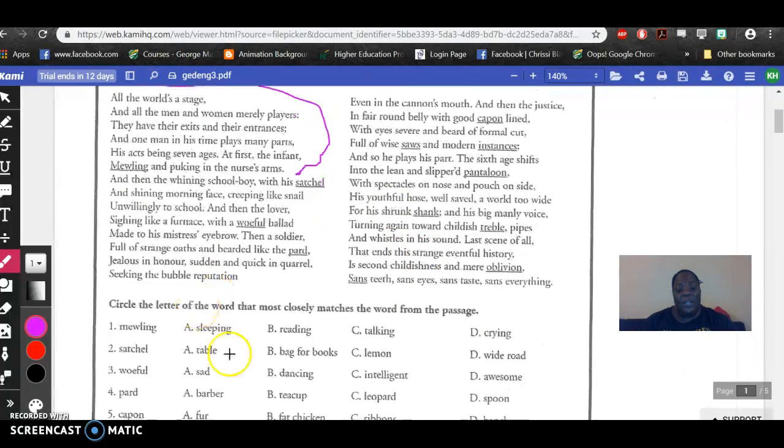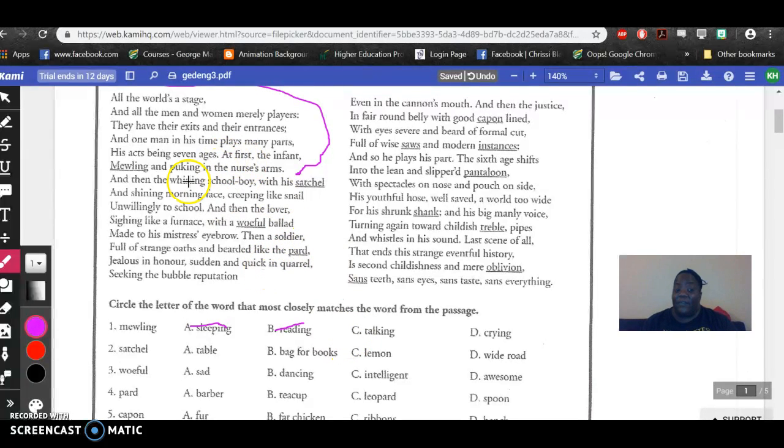Okay, so now sleeping, would sleeping fit? So let's see, at first the infant, sleeping and puking in a nurse's arms. Usually don't sleep and puke at the same time, so I'm going to think that this one's not going to be it. Or B, reading. At first the infant, reading and puking in the nurse's arms. Don't read and puke at the same time either, unless you're car sick or something. And usually infants don't read.